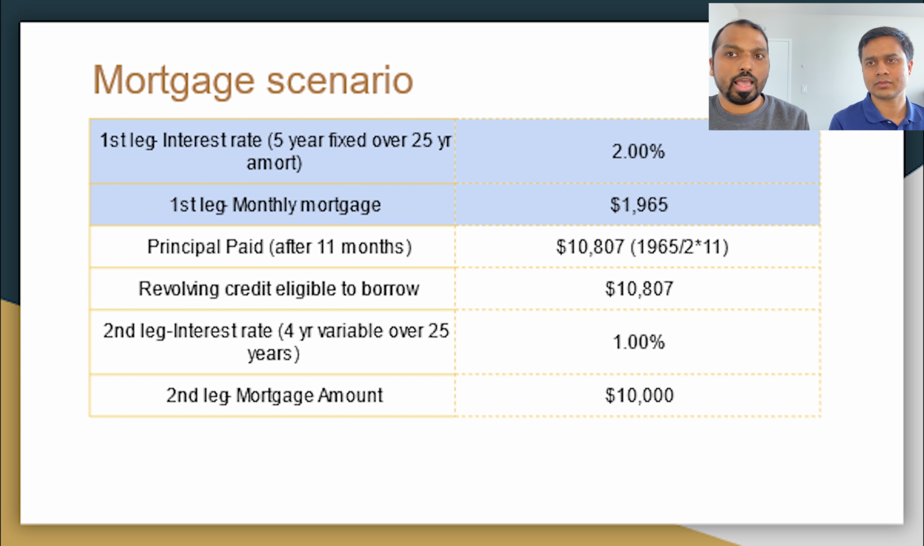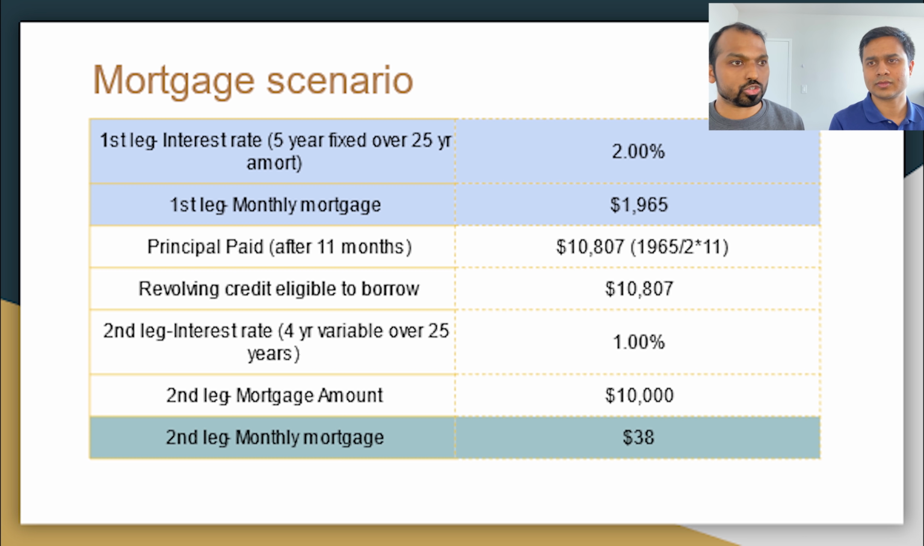So you're building more equity, and now you book the second leg of the mortgage at a 4-year variable rate of interest of 1%. Now, what does this 1% really amount to? If you do the math, it amounts to $38 against 10K for 4 years on a 1% rate of interest. So your net monthly mortgage now becomes 1965 plus $38, so that's $2,003. This way, you're eventually paying a little more than what you were paying earlier, but it's also taking advantage of the lower interest rate that I have. So in the long term, I tend to save more.